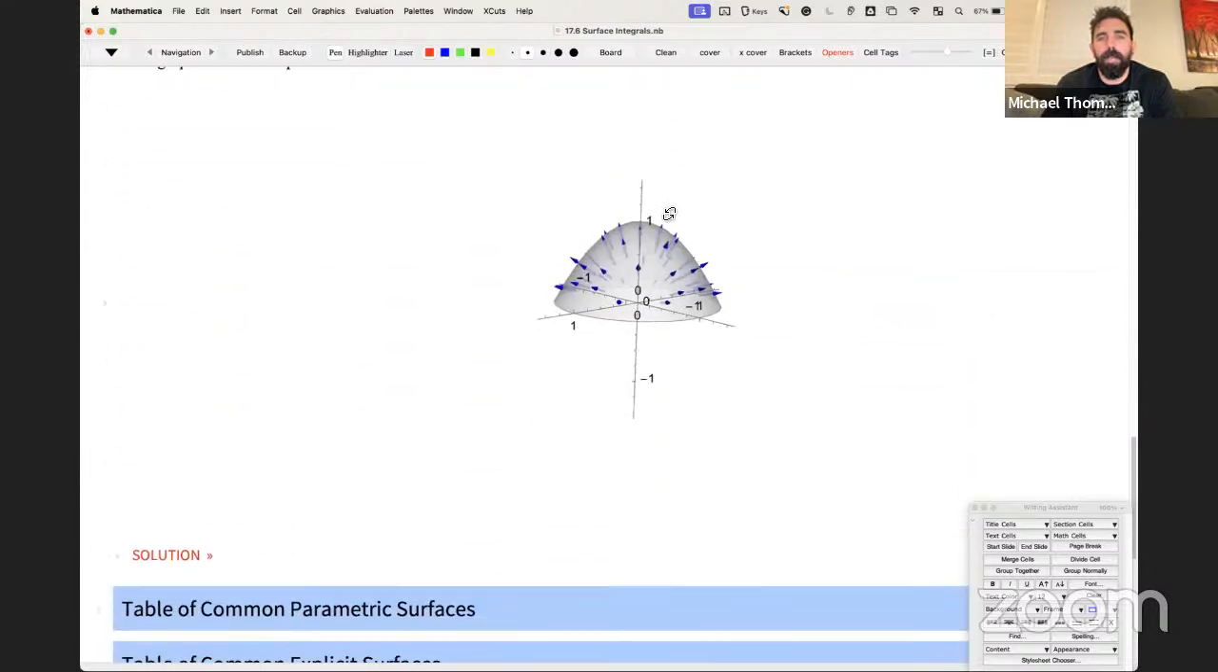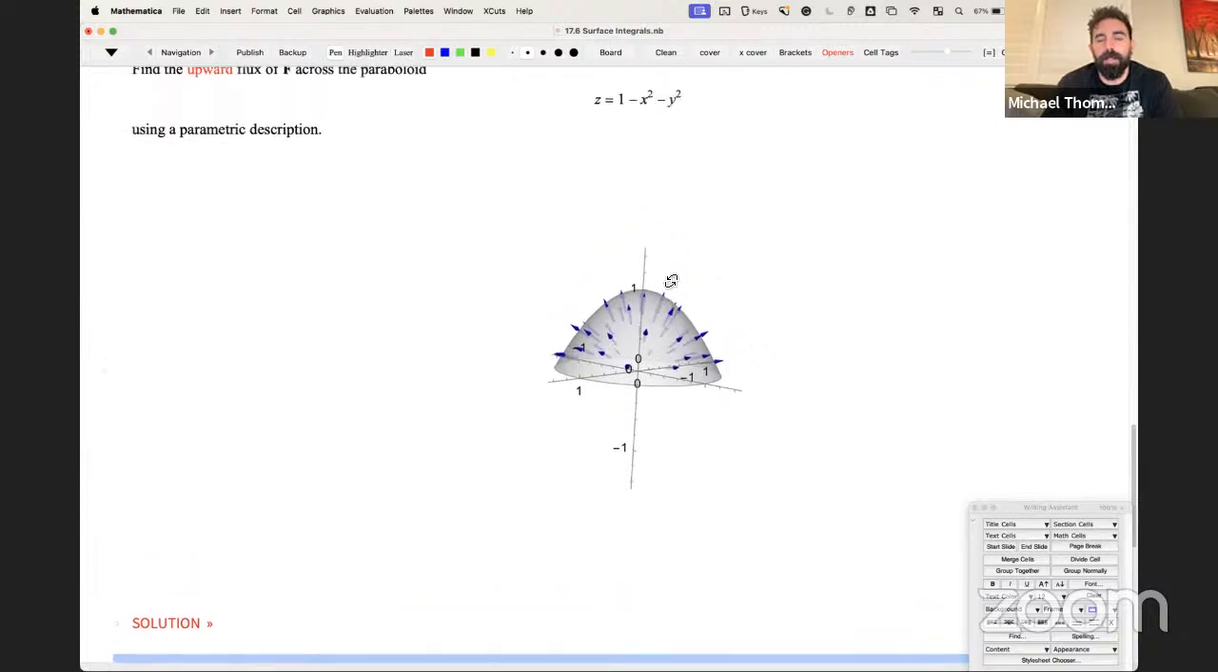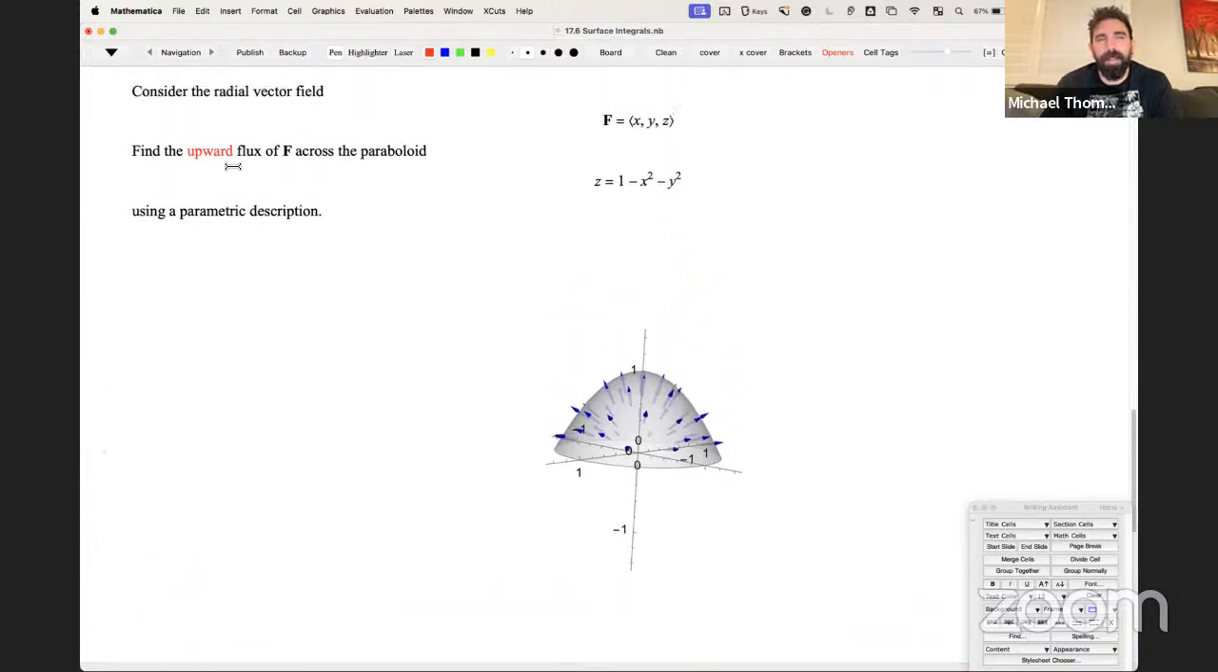You can probably guess that the flux here is going to be positive as well, because the normal direction is still defined to be in the upward, outward direction. But you might wonder which one is going to give you a larger flux value. And I'll let you think about that just for a minute.